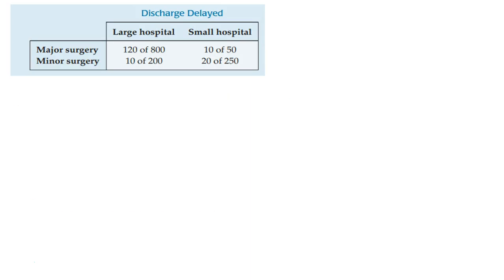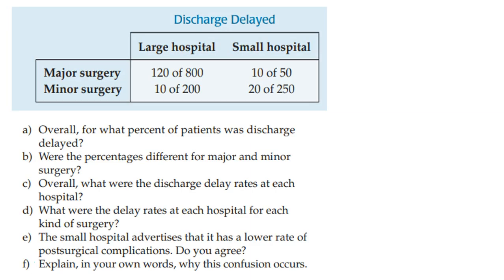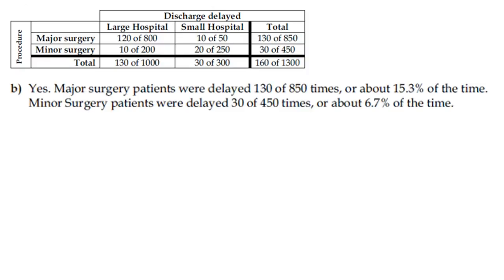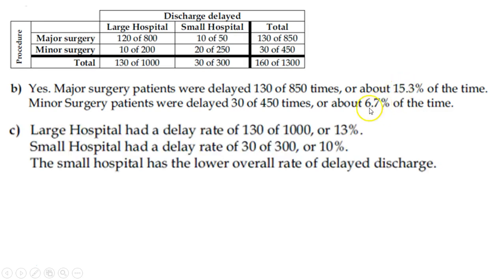Taking a look at this. Part B wanted to know, were the percentages different for major versus minor surgeries? So were they different for major versus minor? Yeah, they were definitely different, right? Major surgery patients were delayed, right? Major surgery patients were delayed 130 out of 85 for about 15%, while the minor surgeries were 30 out of 450, which is 6.7% of the time. So there seems to be a pretty big difference that a minor surgery, there isn't going to be as much delay as the major surgery.